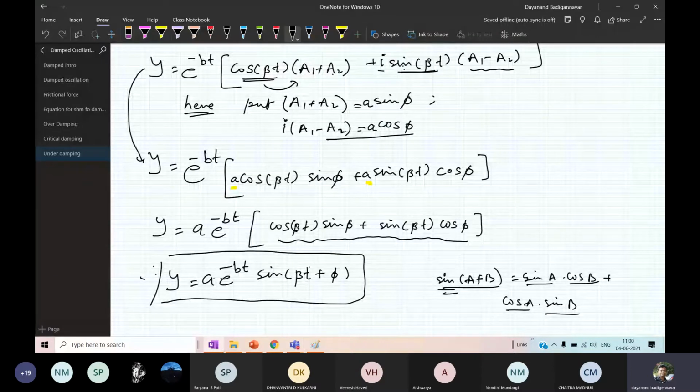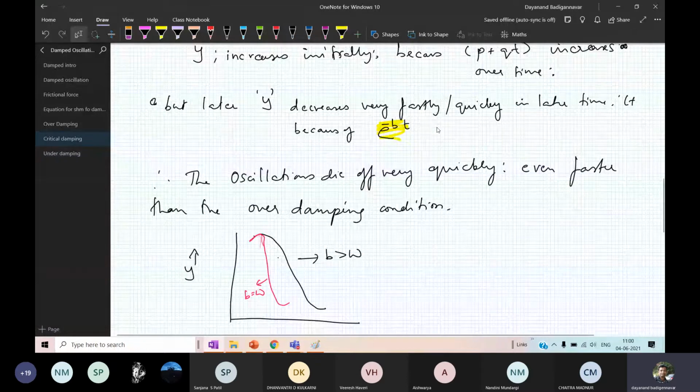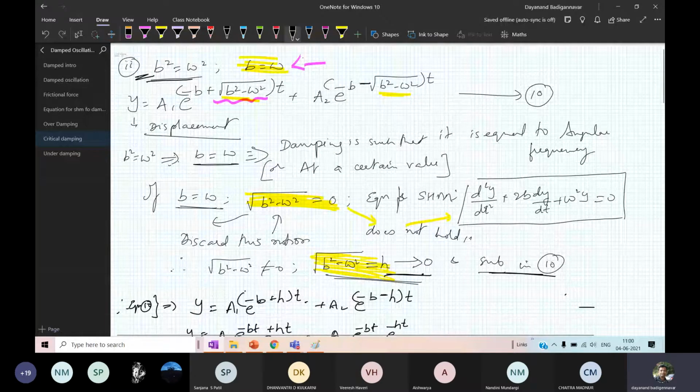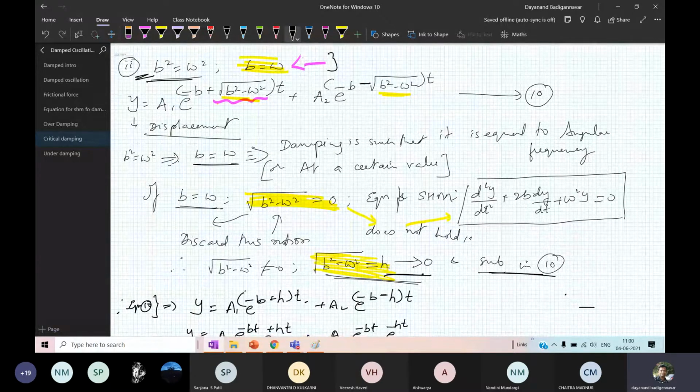I have not named it. So B square equal to omega square, we call it critical damping. Sorry for that. So this is the critically damped oscillation. In theory, B square equal to omega square is the condition for the critically damped oscillation.